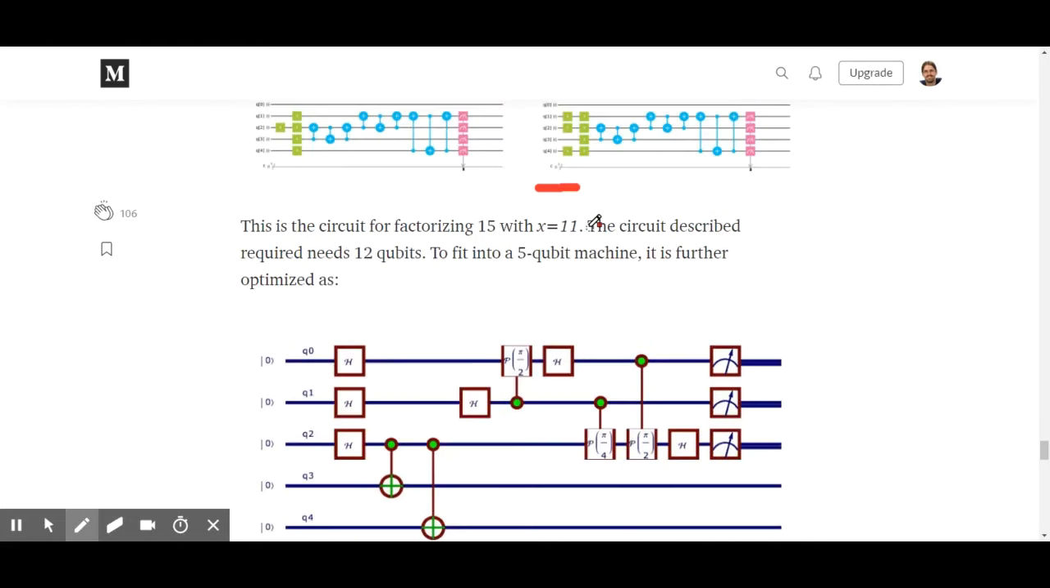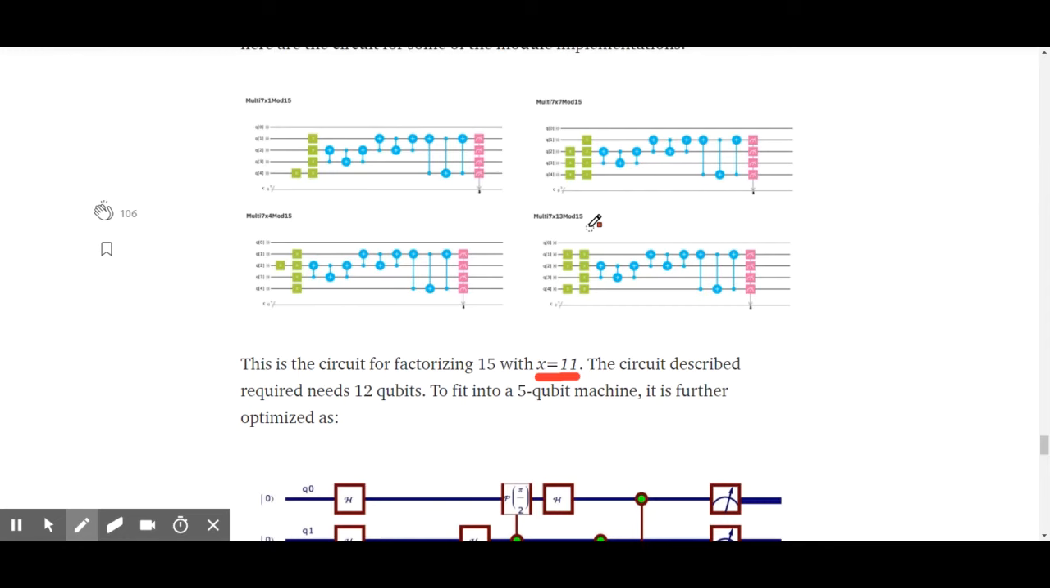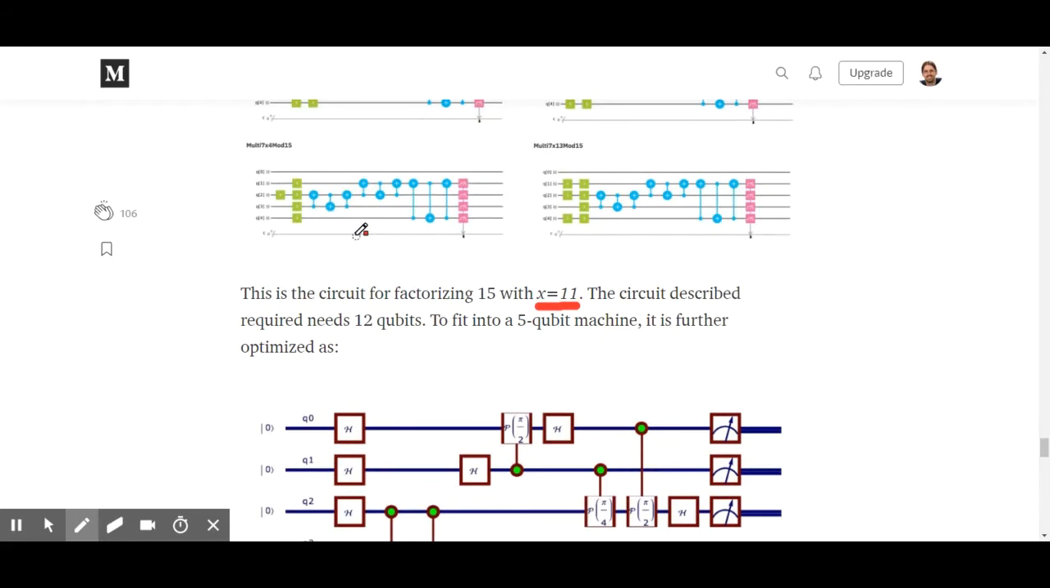So this is the x. This is what you're guessing, right? So with x equals 11, you're trying to factorize 15. The circuit described requires 12 qubits, a 55 qubit machine. No, okay, that's fine. So we ignore the optimizations.